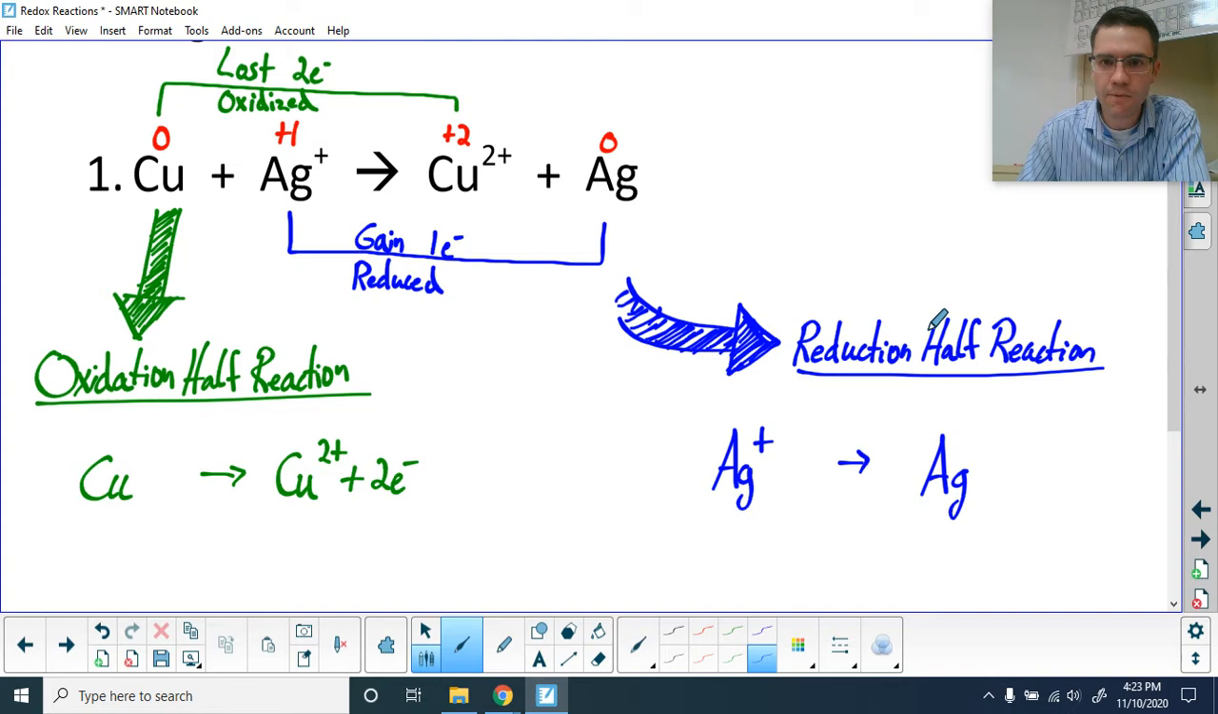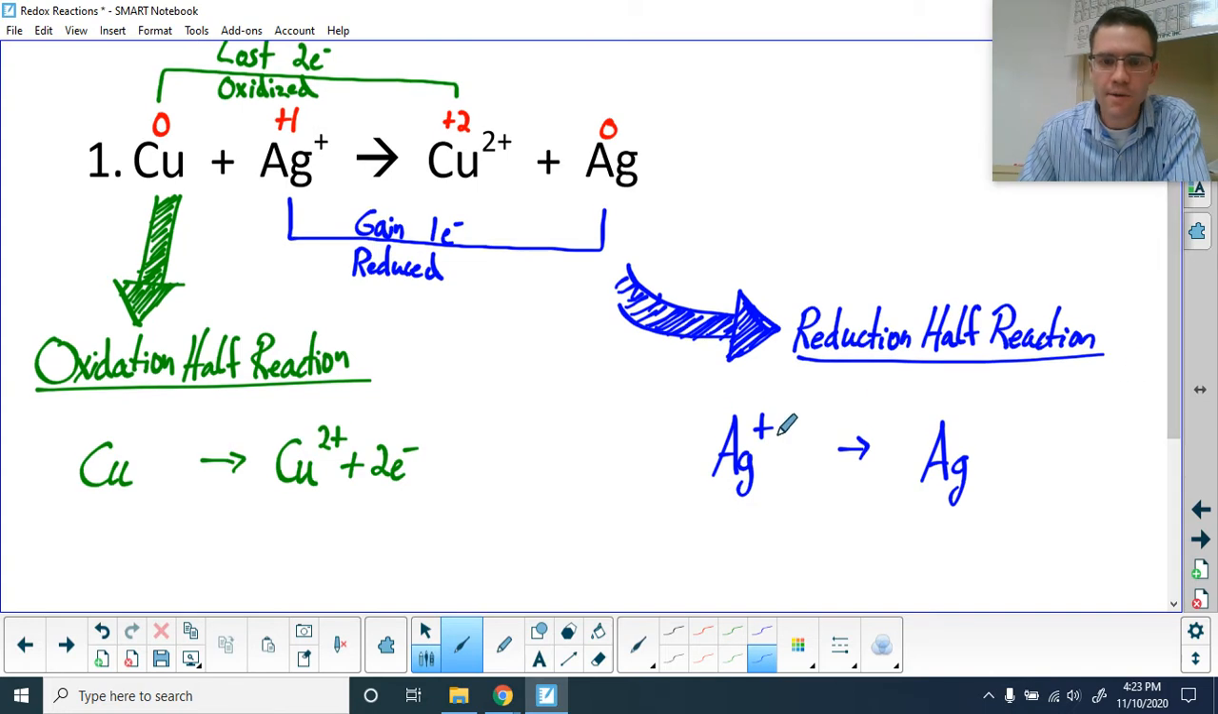We're going to do the same thing for the reduction half reaction. For silver, we want to check the atoms are balanced. We have 1 silver on both sides, so our atoms are balanced. And then we're going to balance our charge. We're +1 on the reactant side, and we're neutral on the product side. And so we need 1 extra electron on the reactant side. And that would be gaining an electron to become neutral silver. And that's what we saw in our reaction up here. We gain 1 electron.